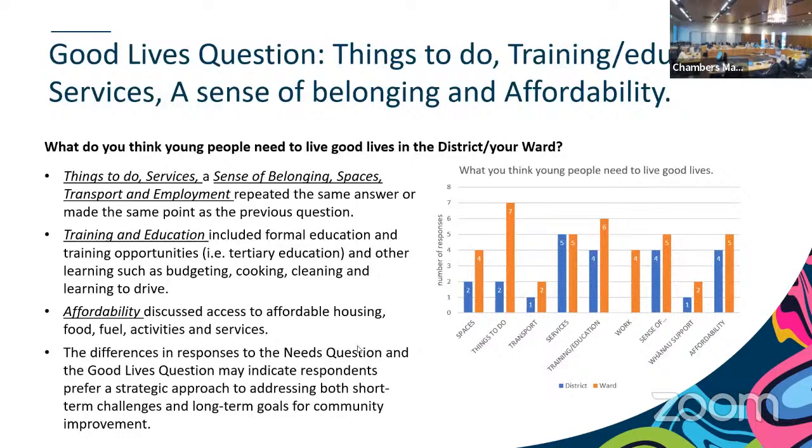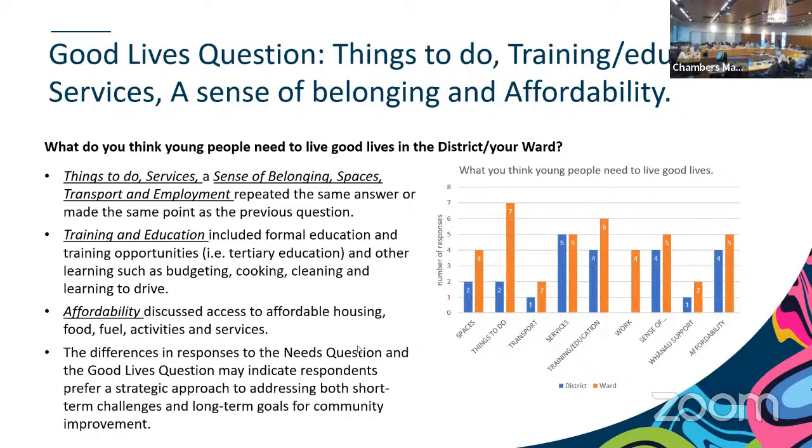Moving on to the good lives question. So again, things to do was a key theme that came through. Training and education, services, a sense of belonging and affordability as well. So things to do, services, sense of belonging, spaces, transport and employment had very similar answers to the previous question.